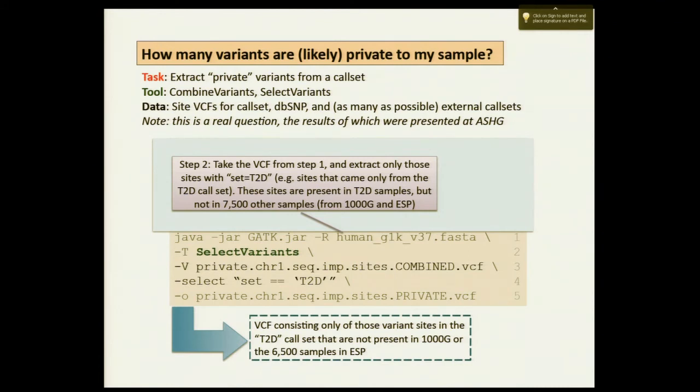And this went directly into a presentation just characterizing the allele frequency and the occurrence and the Mendelian violations in this particular set of SNPs. So this is a real question that the GATK just sort of solves for you with 2 short command lines.